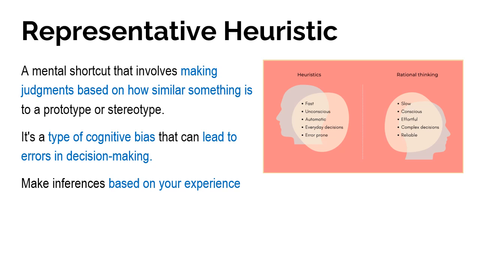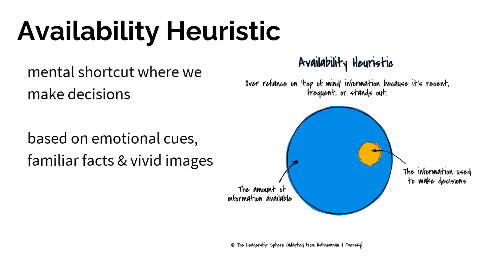So, based on our experience, we would say that all dogs are this way. We would say that all science is this or all math is that. So, we have a stereotype or a prototype, and then everything else is kind of judged against that.